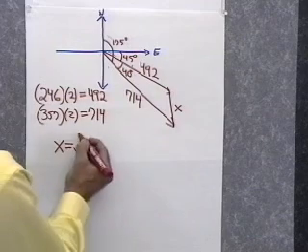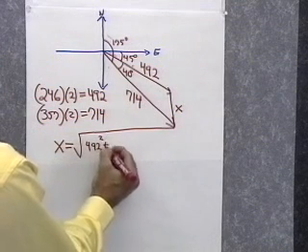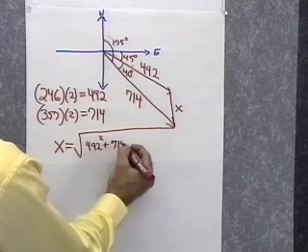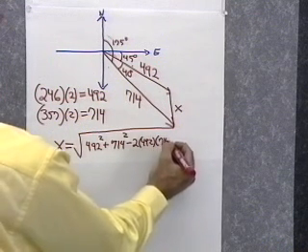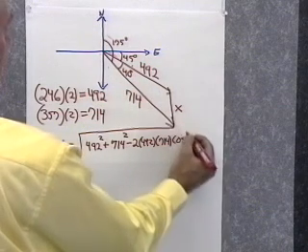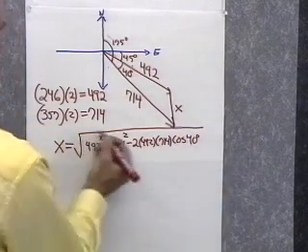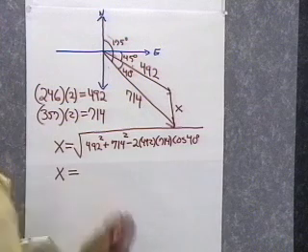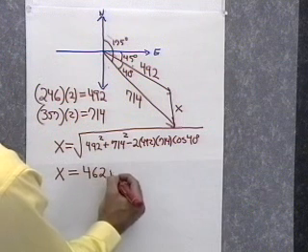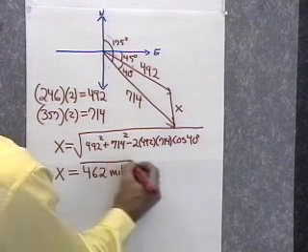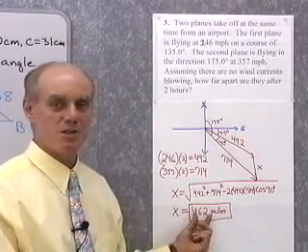X is equal to the square root of 492 squared plus 714 squared minus 2 times 492 times 714 times the cosine of the angle between them, which is 40 degrees. So I'll work all this out on the calculator, take the square root of what I get, and the answer comes out to be x equal to, to 3 significant digits, 462 miles. So after 2 hours, these two planes are going to be 462 miles apart.